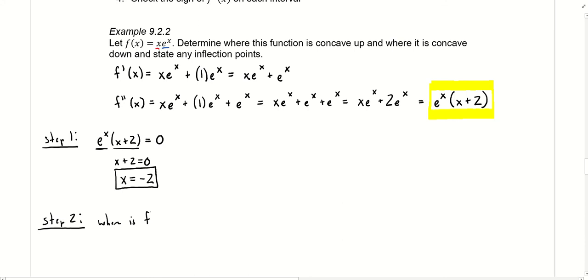So in step 2, where is the second derivative undefined? Well, our second derivative is this thing, e to the x times x plus 2. There are no values of x that would give me a 0 in a denominator or a negative under a square root. So I can say here the second derivative is defined for all values of x. So there are no values of x where the second derivative is undefined.